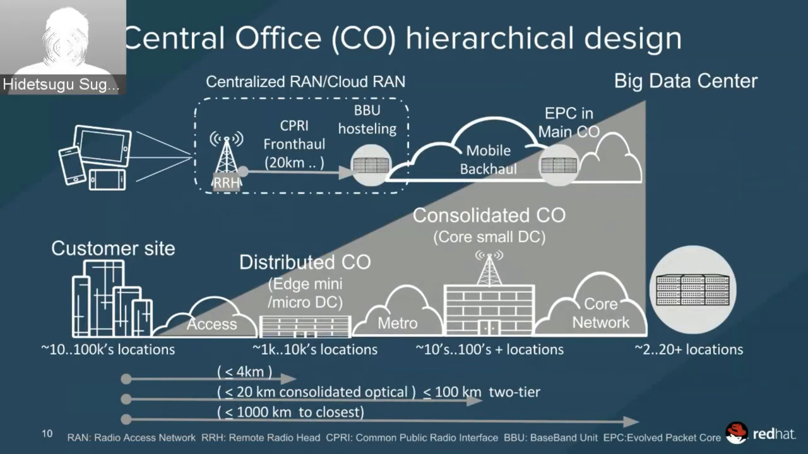For the mobile network, it depends on the deployment architecture of the RAN, radio access network. Distributed RANs are aggregated by the EPC, mobile packet core, in the main CO that is far from the RRH, remote radio head. Centralized RAN for 4G LTE Advanced Pro or 5G in the future is aggregated by the BBU hosting site. The distance between the RRH and the BBU, baseband unit, via CPRI fronthaul is about 20 km in the case of 4G LTE. And the BBU hosting sites are aggregated by the main CO.